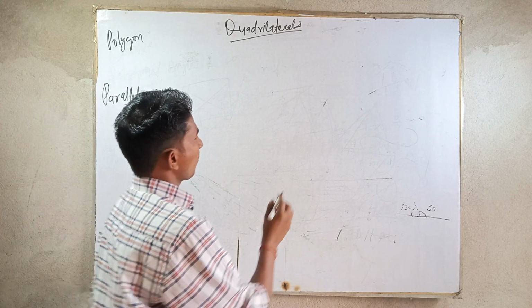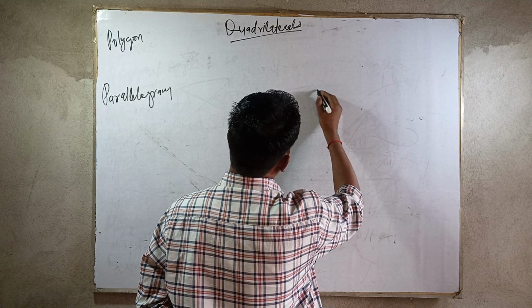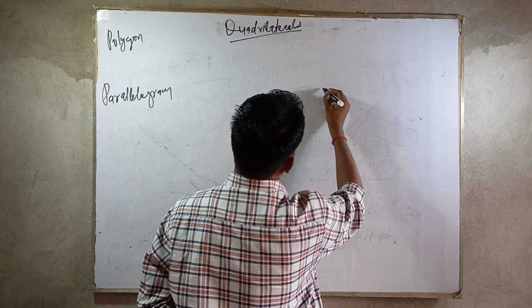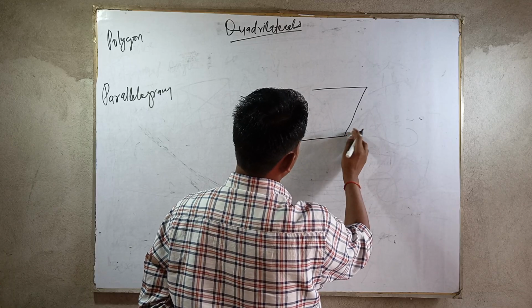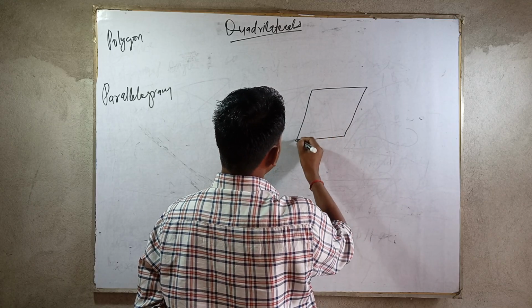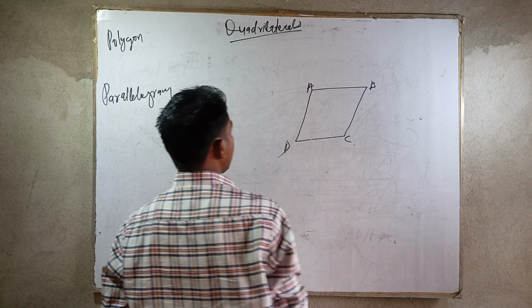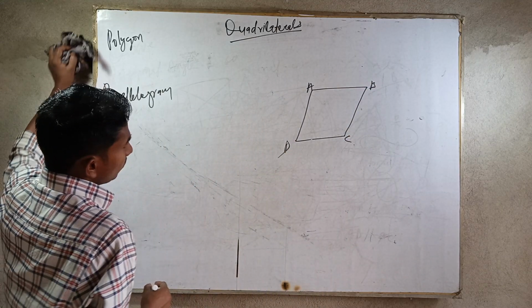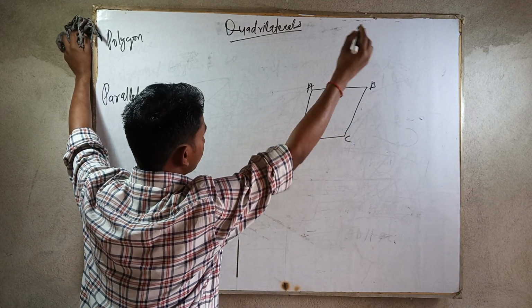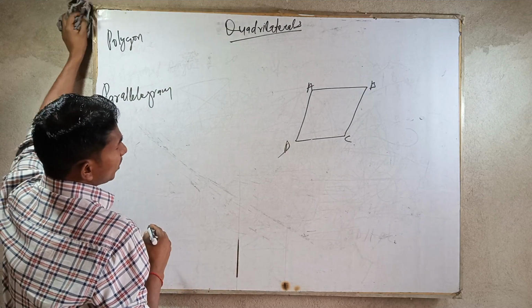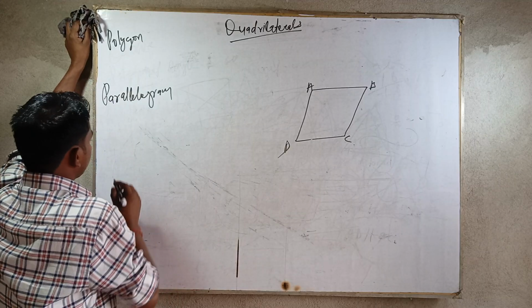Parallelogram, this is an important thing to know and notice. Parallelogram A, B, C, D. So in a parallelogram, what we see is that there are four sides.